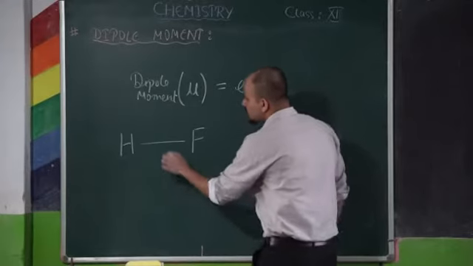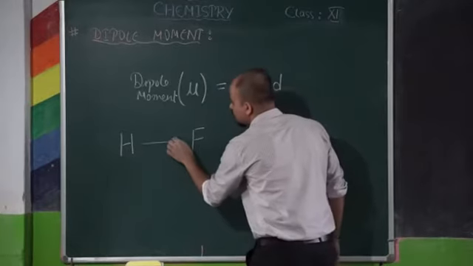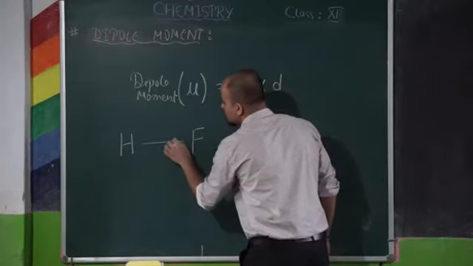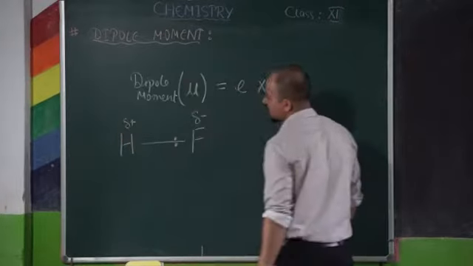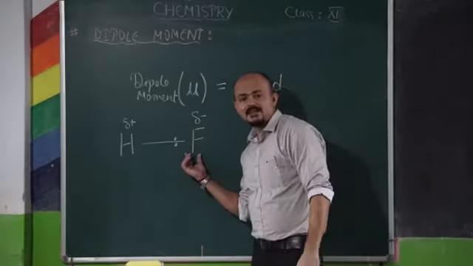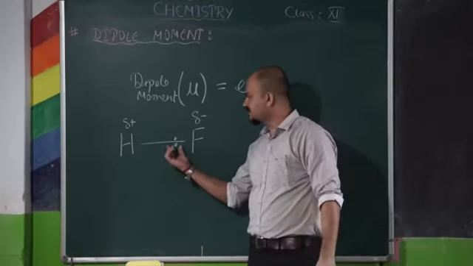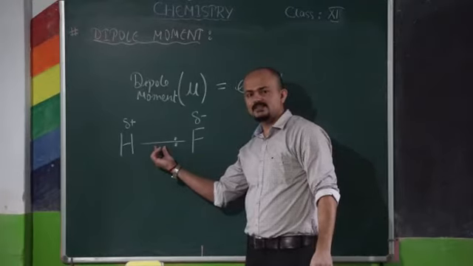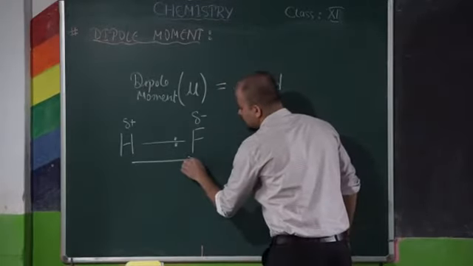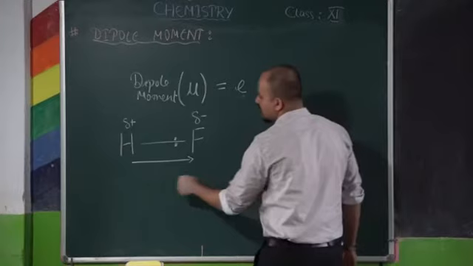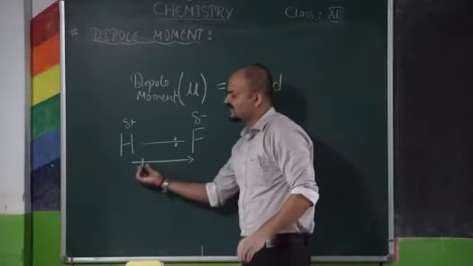Therefore, what will happen? Instead of those electrons remaining exactly at the center between hydrogen and fluorine, they are pulled, shifted towards fluorine. As a result, it has delta negative charge and delta positive charge. The element which is more electronegative pulls the electrons towards itself. This type of pull is denoted by this arrow, and the dipole moment is represented with an arrow towards the electronegative atom with this sign.